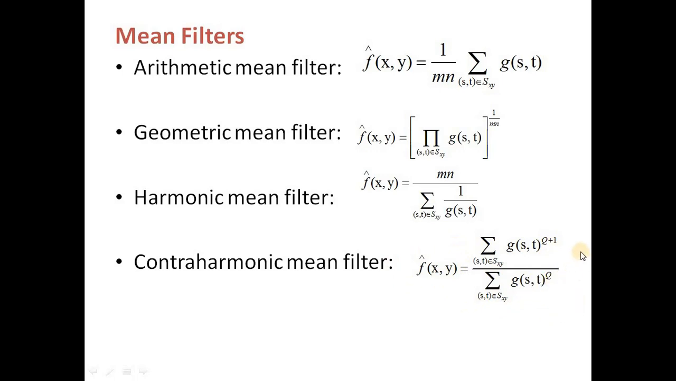If you place Q equals 0 in this expression for the contraharmonic mean filter, you will find that the entire expression reduces to the arithmetic mean filter. When Q equals 0, f cap of xy will be the same as the arithmetic mean filter expression. And if you place capital Q equals -1, the expression of the contraharmonic mean filter reduces to the harmonic mean filter.